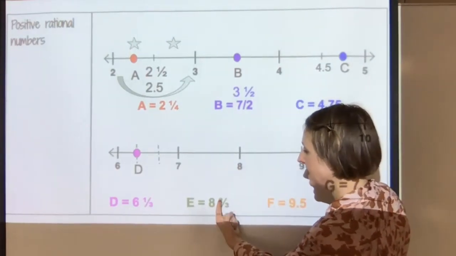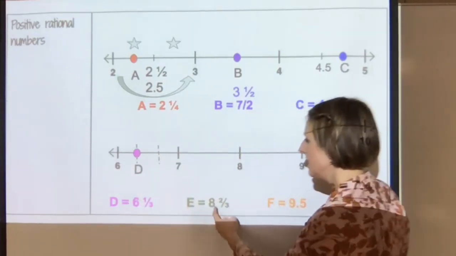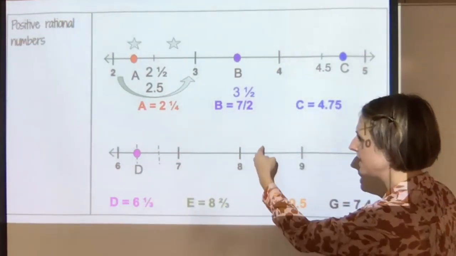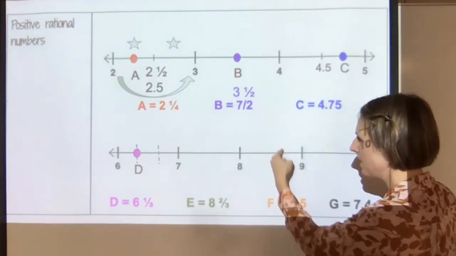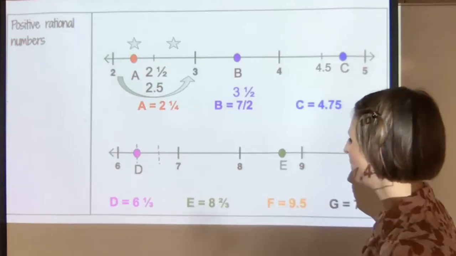We have to plot 8 2/3. So here's what thirds looks like within a whole on our number line. Here would be 8 1/3. Here would be about 8 2/3. And I'll label that point E.